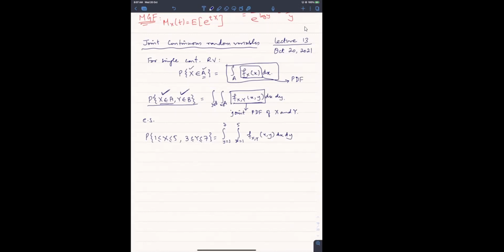The order of integration does not matter as long as you are being careful about these limits. Sometimes the limits of x will be in terms of y, or the limits of y in terms of x. In that case you might have to be careful about the order of integration. But in this example, with x going from 1 to 5 and y going from 3 to 7, it doesn't matter in which order you integrate the function here.